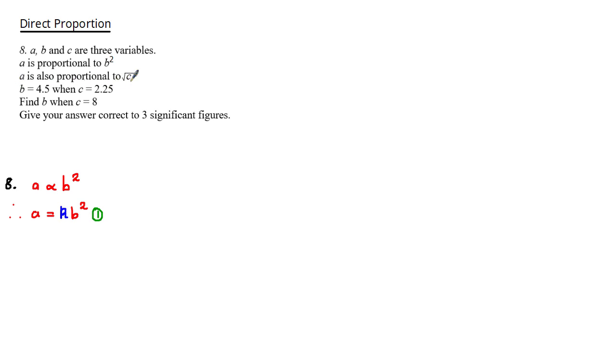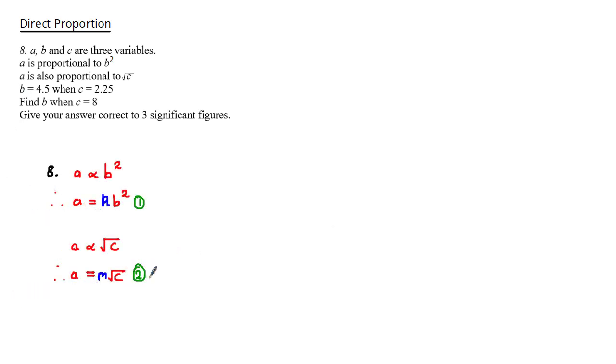Looking at the second statement of proportionality, which says that a is also proportional to the square root of c, we can write the following. And therefore a is equal to m times the square root of c, where this time we've used the letter m to symbolize the constant of proportionality. And the reason why we've used a different letter is because we can't assume that the constants are the same. So let's label this equation 2.